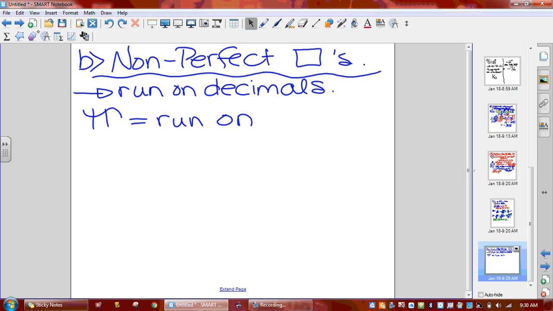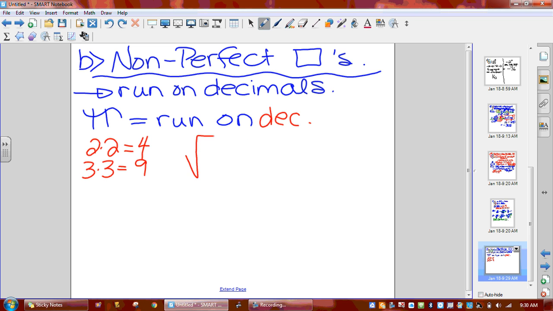If I were to make a perfect square list, they have identical factors. So 2 times 2 is 4, 3 times 3 is 9, and so on. These numbers don't fit that pattern. They don't have two factors that are identical. So these ones are run-on decimals. They are non-perfect square roots. So there's a number underneath the square root. 16 is a perfect square. I could put 15 underneath. I could put 14 underneath. I could put any number that's in between the perfect square numbers. Those would all be non-perfect square roots, and those will always give you run-on decimals.